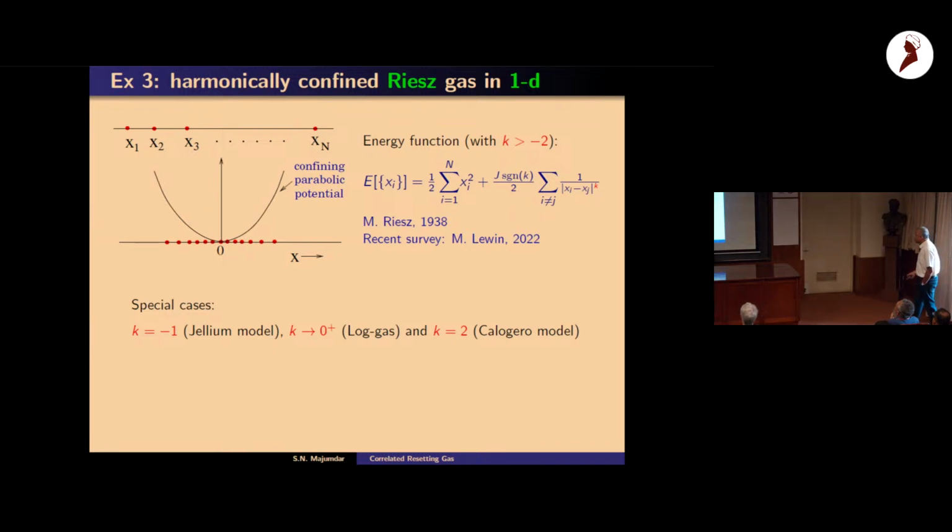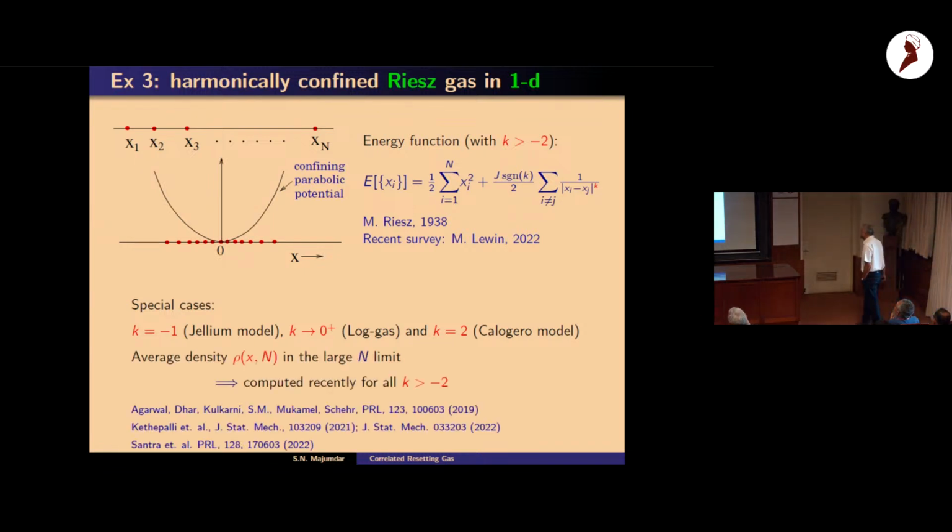In general, this problem is very hard to do for arbitrary k, but recently we made progress in calculating the average density, that is the macroscopic density. You can calculate it for all k bigger than -2, and this is work done again with the ICTS team, and also in collaboration with David Mukamel, who unfortunately could not come. There have also been recent progresses on the gap statistics and so on. Abhishek and Manoj and other people from ICTS have worked on these problems.